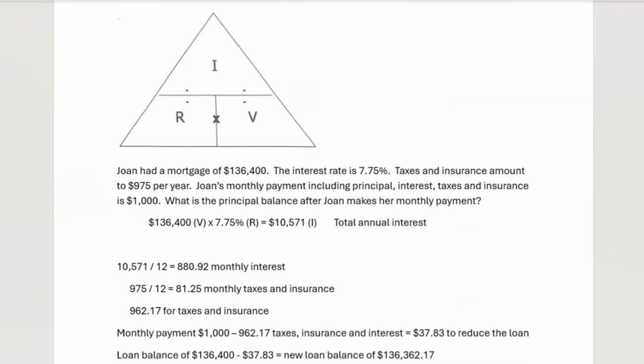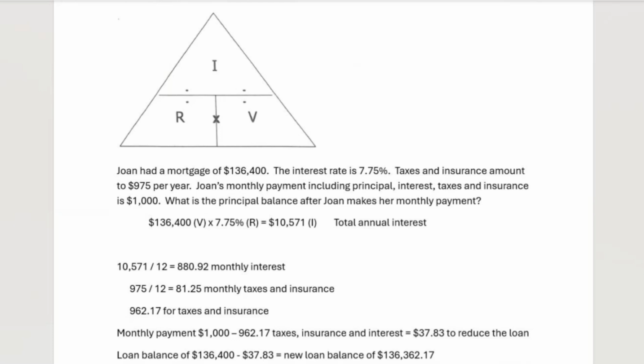In our next scenario here, there are a few more steps. We have Joan with a mortgage of $136,400. That number can go into the V. Interest rate is 7.75%. That number can go into the R. So the R times the V will give us the annual interest based on that loan amount. So if we multiply that out, that's going to give us annual interest of $10,571. So if we go down and divide that by 12, that's going to give us $880.92 monthly interest.